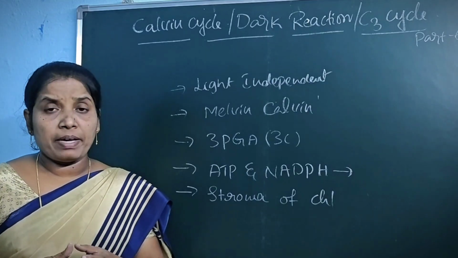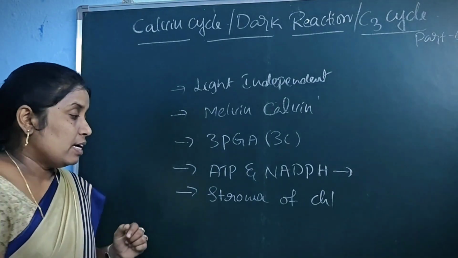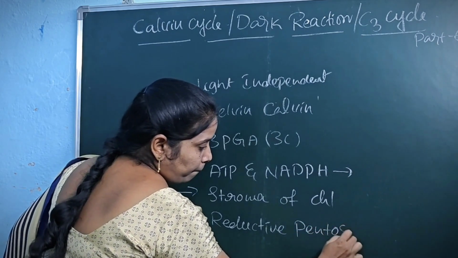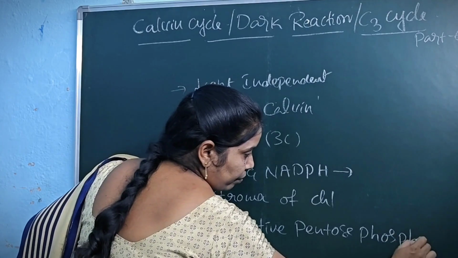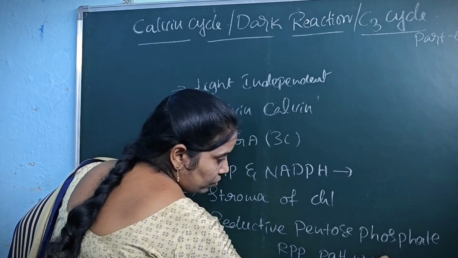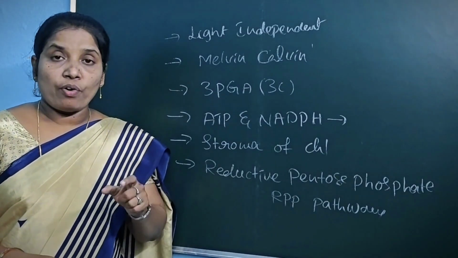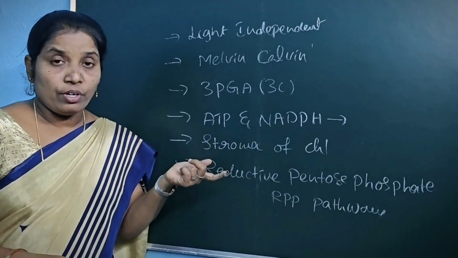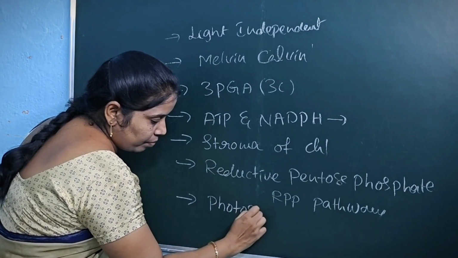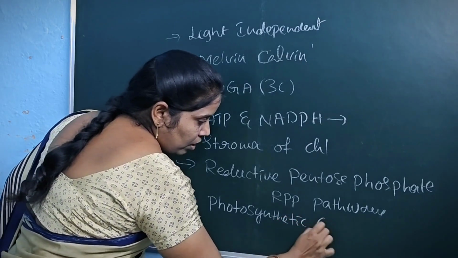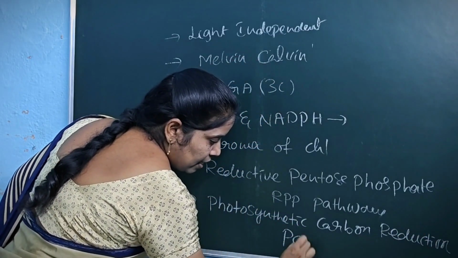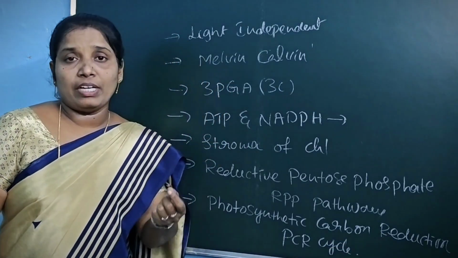Due to the pentose phosphate involvement, this cycle is also called as reductive pentose phosphate pathway, so RPP pathway. Due to the reductive nature of this cycle, where the reductive reactions are going to happen, this cycle is also called as photosynthetic carbon reduction, nothing but PCR cycle. So these are the alternative names for C3 cycle.